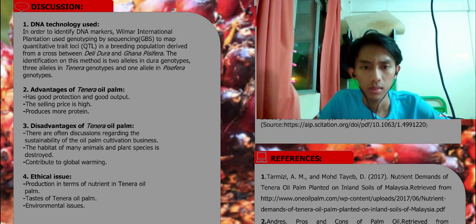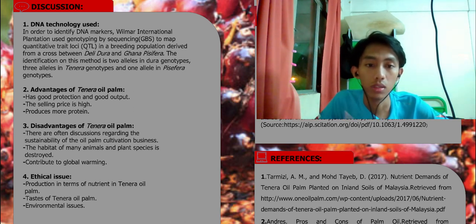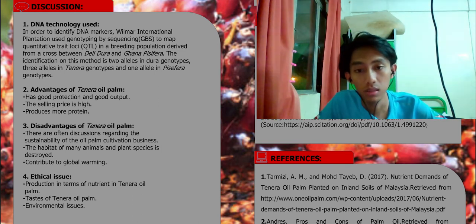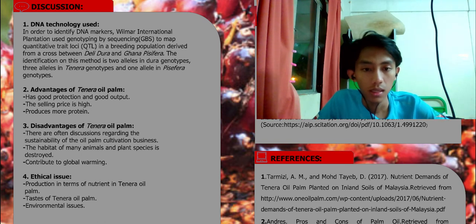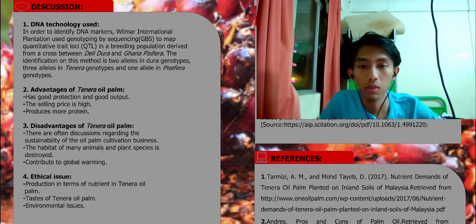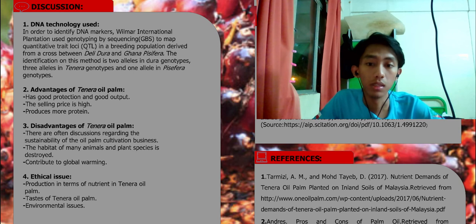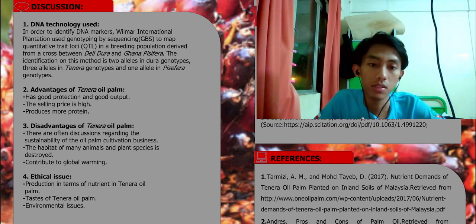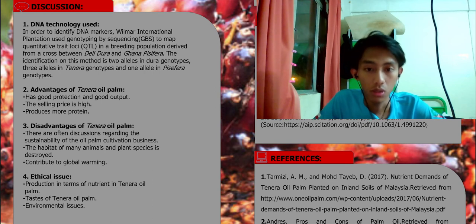Piscifera has the thickest mesocarp among all, about 7 to 13 mm, but Piscifera tends to die and is not so resistant to environmental change and disease, unlike the Tenera variant. Tenera has the features of Dura and Piscifera variants together, making it the best among all. Tenera has both a dense endocarp and mesocarp, so it also has good protection and a good output of oil and can fetch the highest price in a short time.